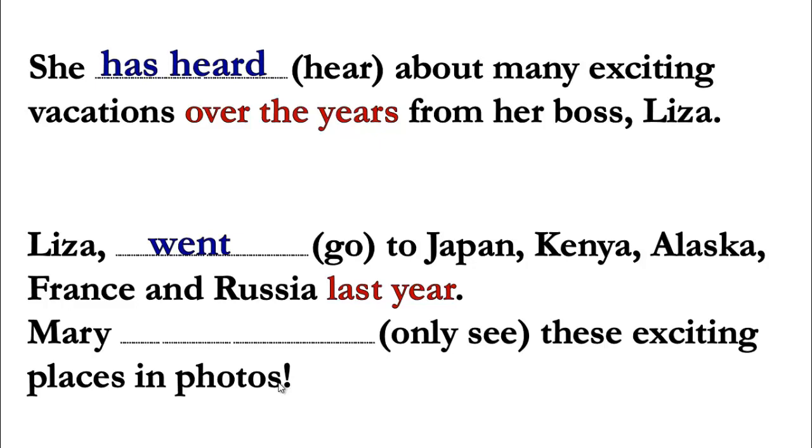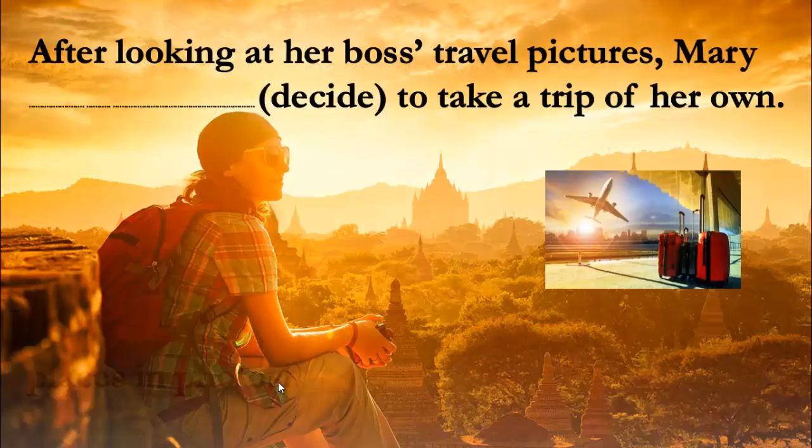The next point, Mary, space, only see these exciting places in photos. Excellent. We do not have the time. The time is mentioned here? No, it is not mentioned here. So Mary has only, yes, verb 3 from see. Who can say this? Excellent. It's going to be seen. So Mary has only seen these exciting places in photos.